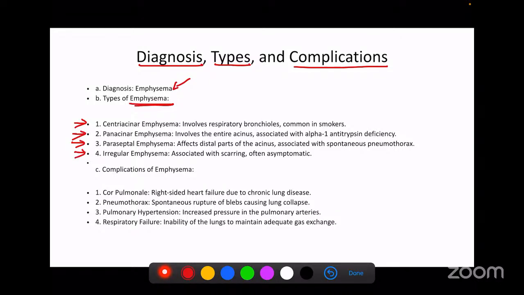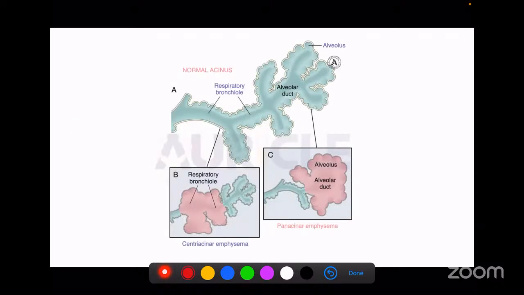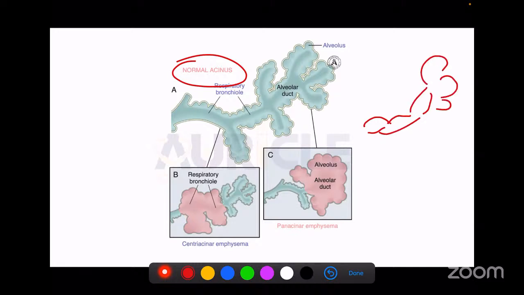So centriacinar emphysema: first of all we have to know what an acinus is and how an acinus looks. So this is how a normal acinus looks. You can see here what the acinus is made of. The acinus is made of a respiratory bronchiole and an alveolar duct, and then finally opens into the alveolus. So this is what an acinus is made of: a respiratory bronchiole, alveolar duct, and then finally the alveolus.